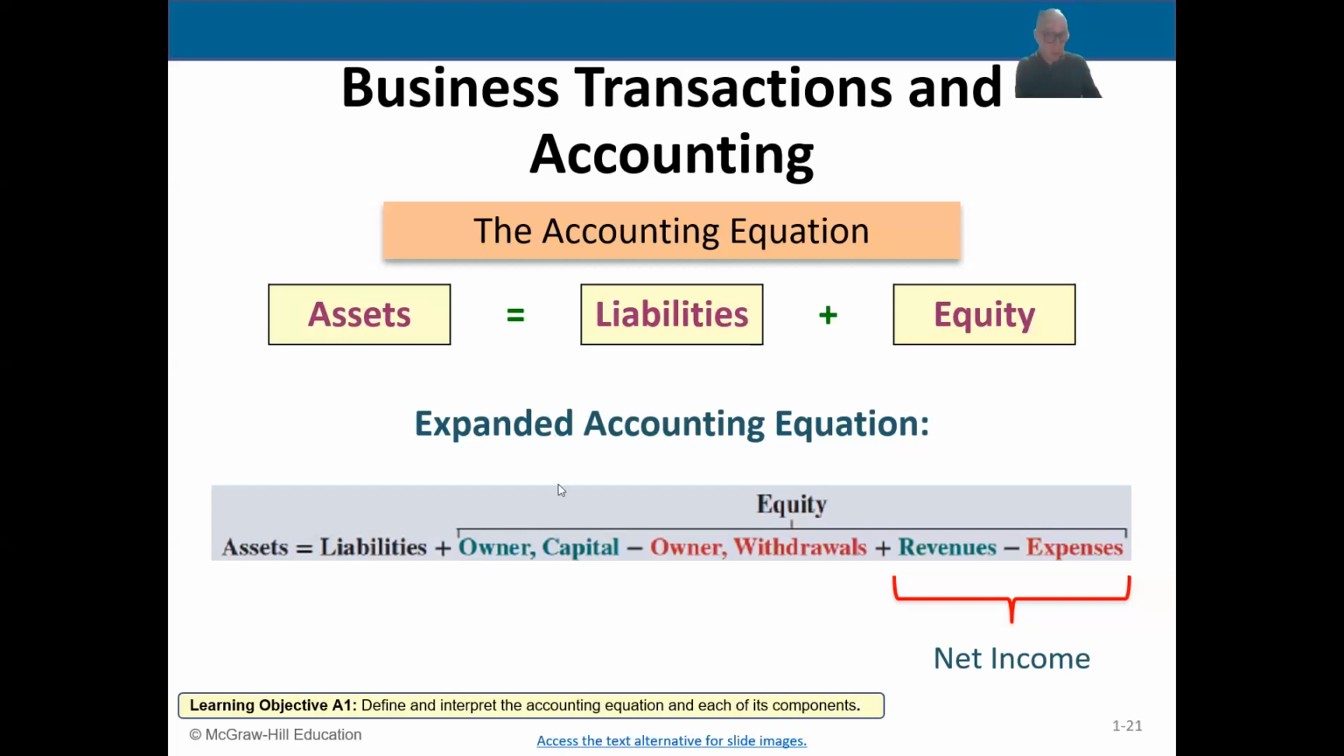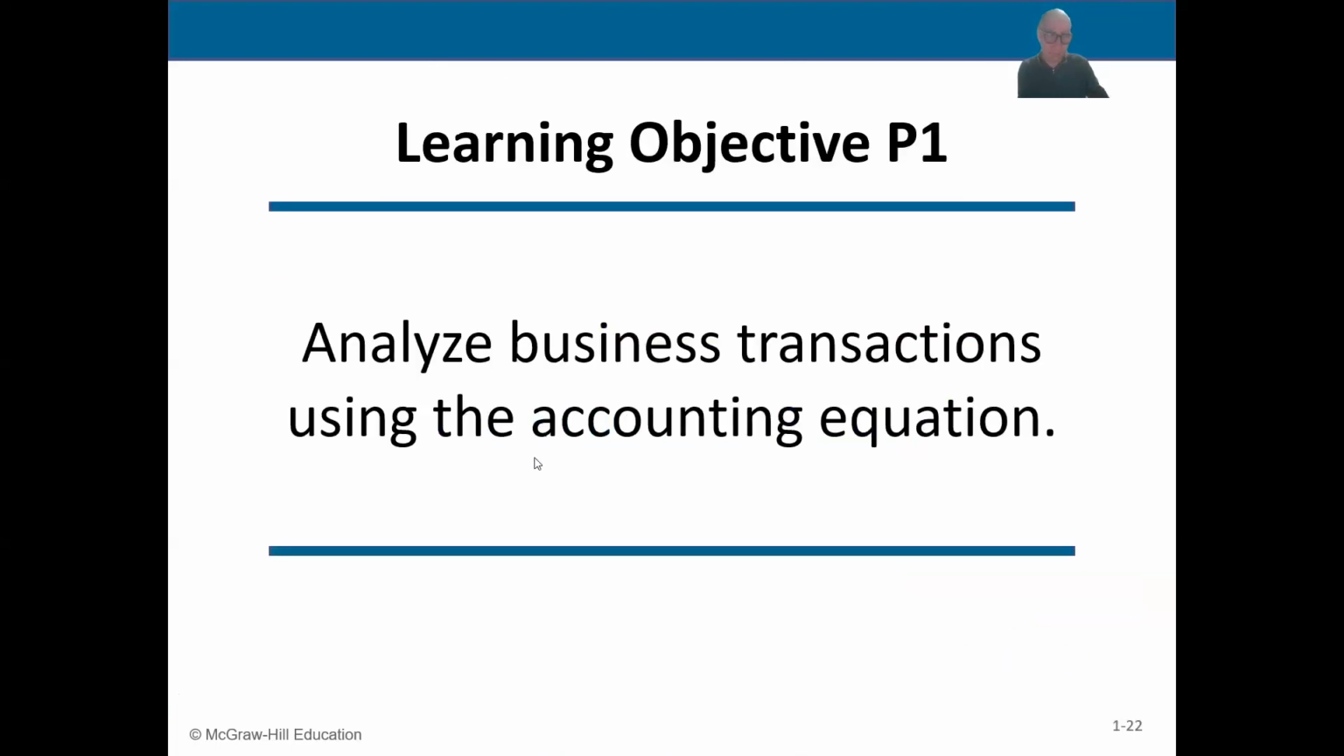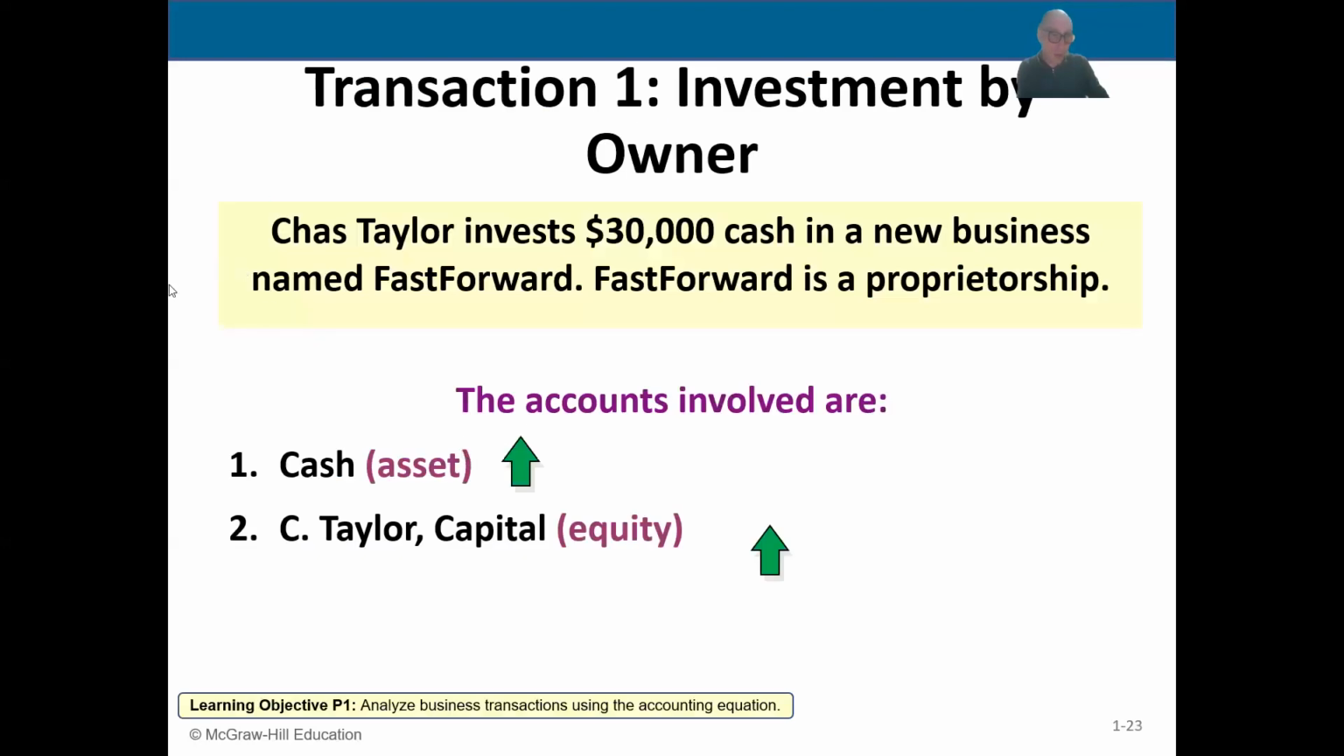So that's equity. Assets equals liabilities plus equity is the very basis of the accounting equation. And I'm going to run through a couple of examples of transactions and how these transactions affect the accounting equation. So let's start with the first transaction. Here we have an example.